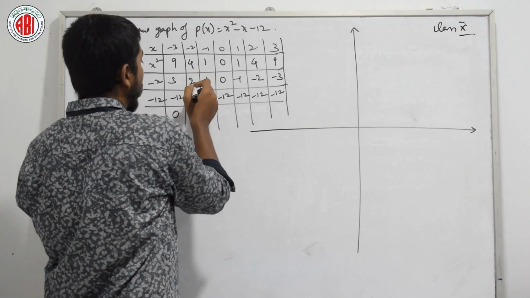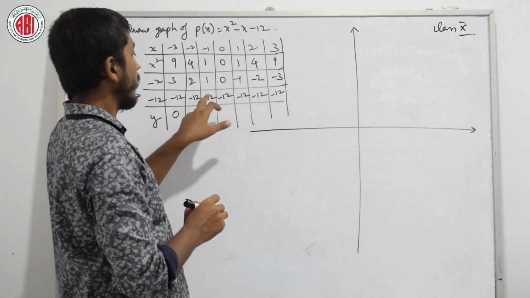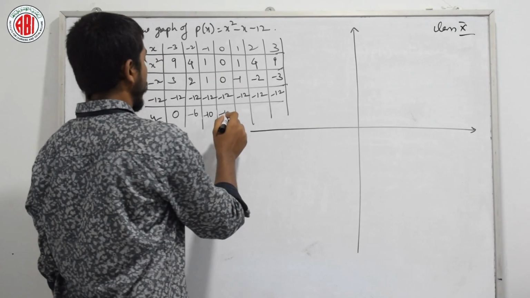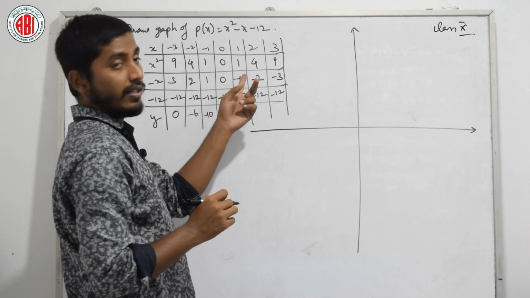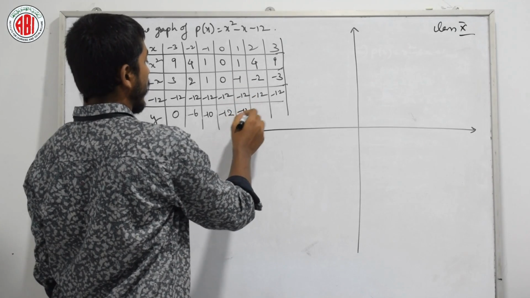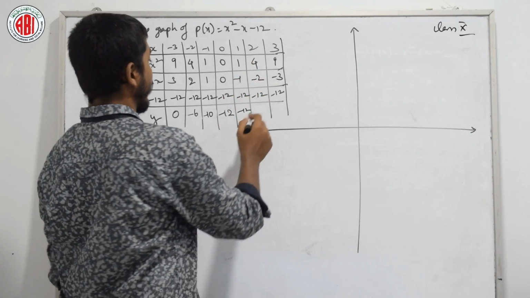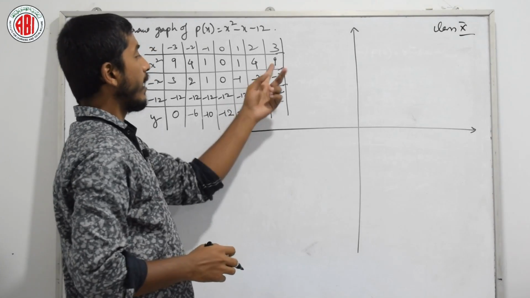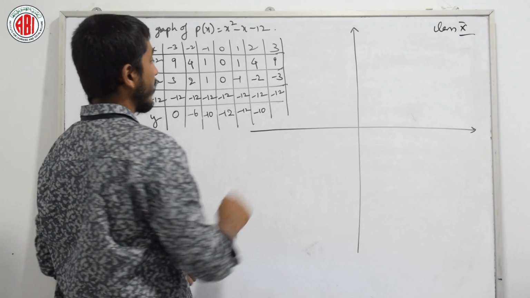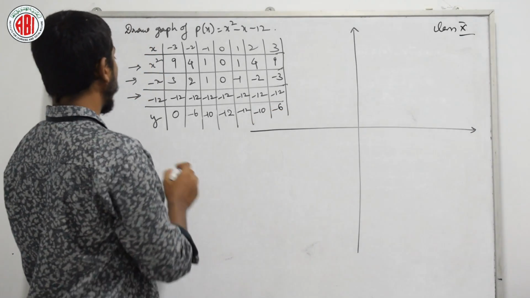Okay. 4 plus 2, 6, 6 minus 12 is minus 6. 1 plus 1, 2, 2 minus 12 is minus 10. 0 minus 12 is minus 12. 4 minus 2, that is 2, 2 minus 12 is minus 10. 9 minus 3 is 6, 6 minus 12 is minus 6. Right, what are the points we got?